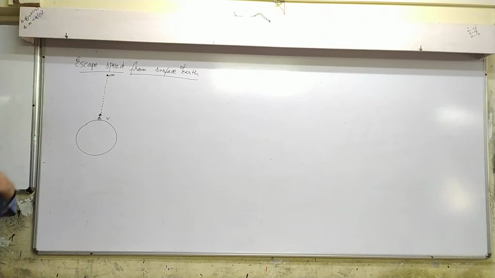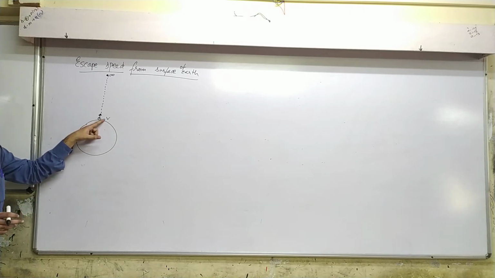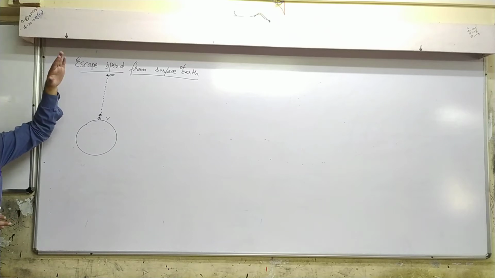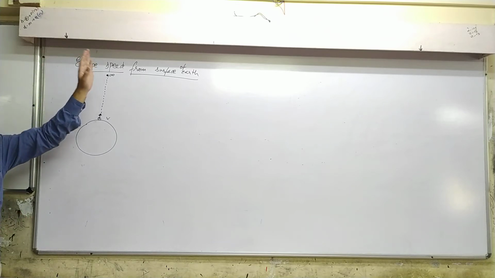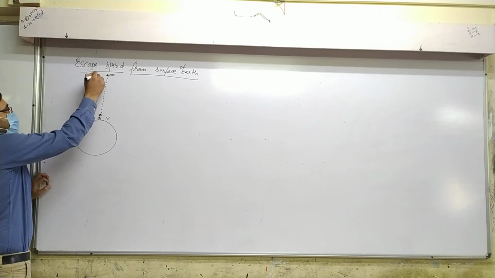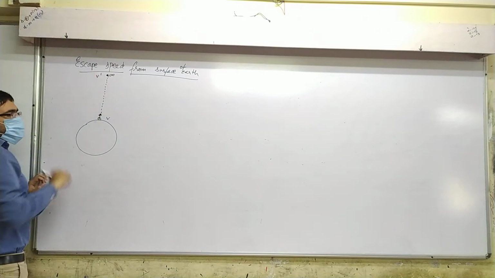Right? So the definition is the minimum initial speed. So we have to find the minimum value of v for which it will reach infinity. Infinity, that is very far, and it's never going to come back. Okay. So let's say when it reaches infinity, the speed is v dash.